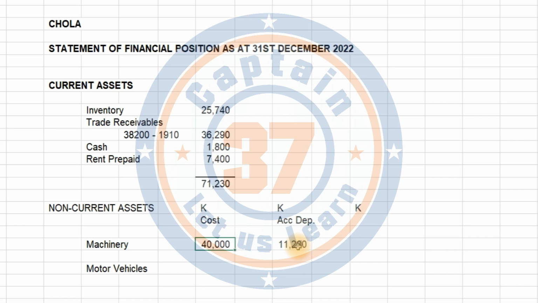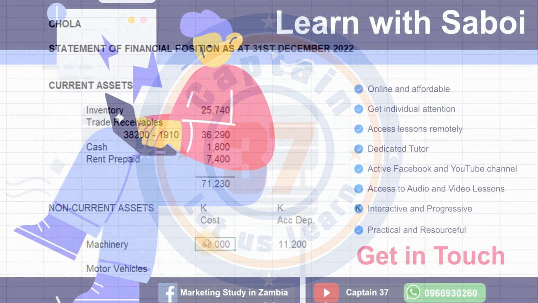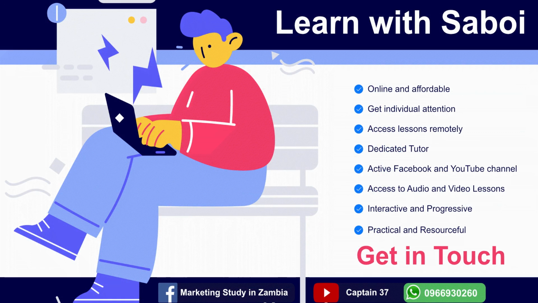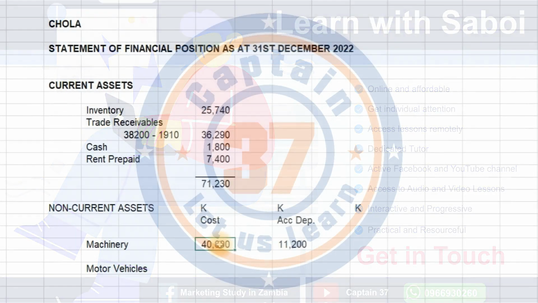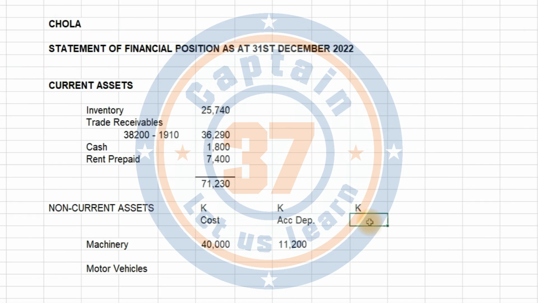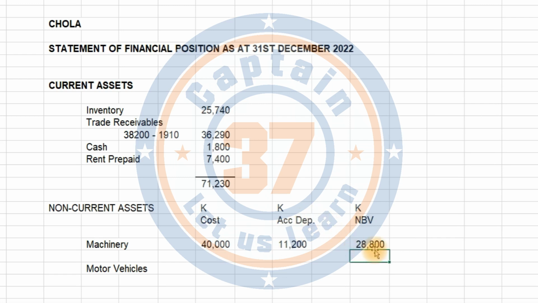Because, as you already know, depreciation is the loss of value. So this was the original price. Then over time, the accumulated depreciation is 11,200. So 11,200 from 40,000 is going to give us what is known as the net book value. We'll just write NBV, and that stands for the net book value. So what is the net book value here? It's going to be this subtract this. So the net book value is 28,800. This is for machinery.